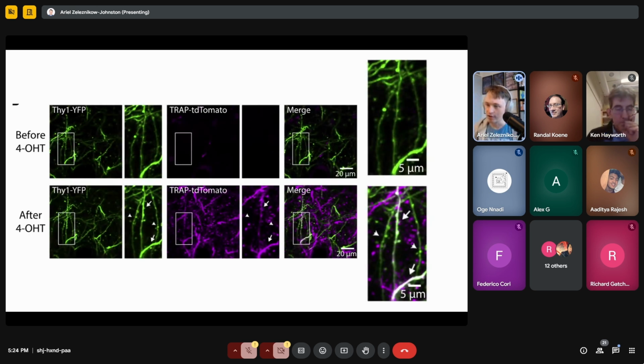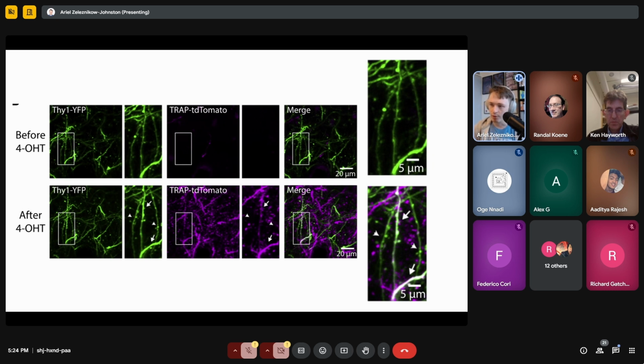So to run you through what that looks like, you can see that before they're given the 4-OHT, so before they're trapped, on the top left, some of these layer 5 neurons are already expressing the THY1 YFP. In the top middle, there's a little bit of background expression of tdTomato, but mostly it's pretty blank. When you merge those two together, in the top right, which I've zoomed in on, is what some of the dendrites in the motor cortex look like. You can see the long strands of the dendrites, and then presumably the little spines as the little flecks off the sides of those dendrites.